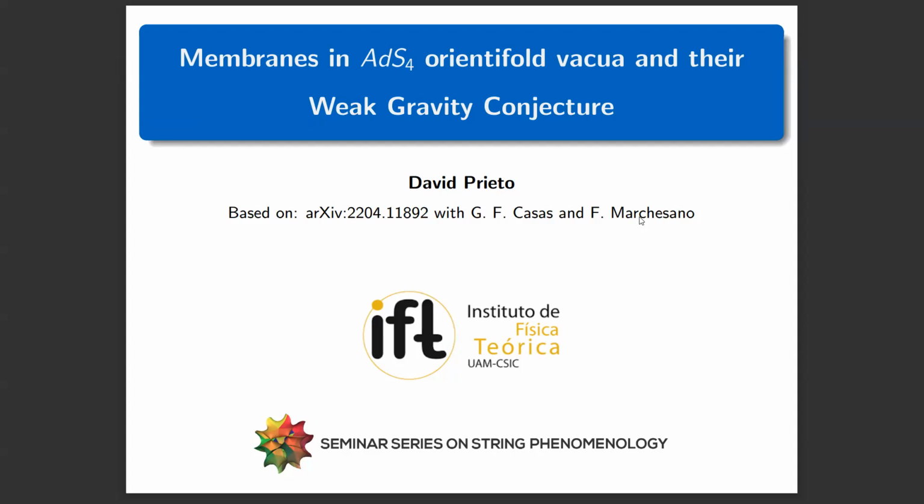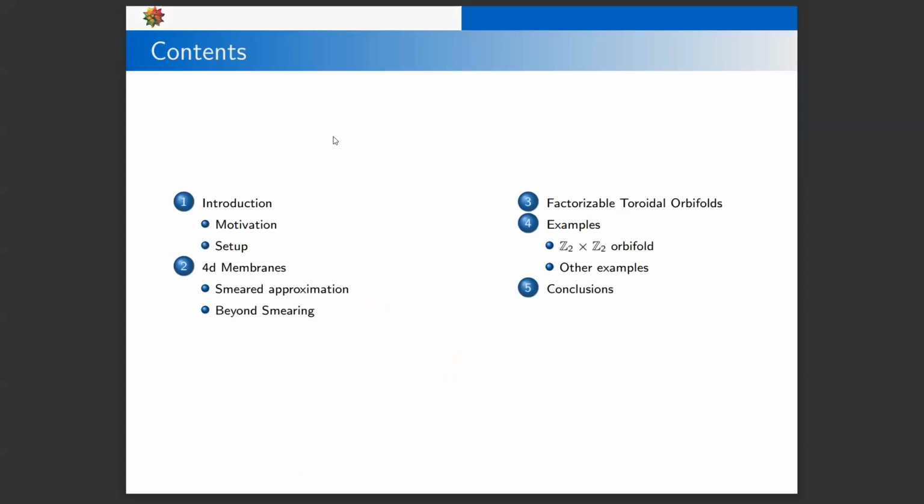vacua in AdS. So the structure of the talk will be as follows. I will first start introducing the topic and motivating why we think these kinds of systems are interesting in the context of the Swampland program. I will describe the setup we are working with, and then review the properties of the 4D membranes that we put in this setup, first in the smeared approximation, and then going beyond the smearing, introducing backreaction in the geometry. This will all summarize the results that we already had with Joan Quirant.